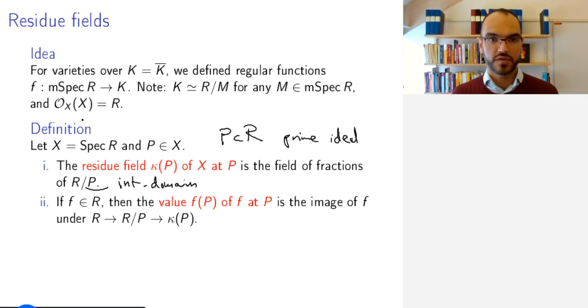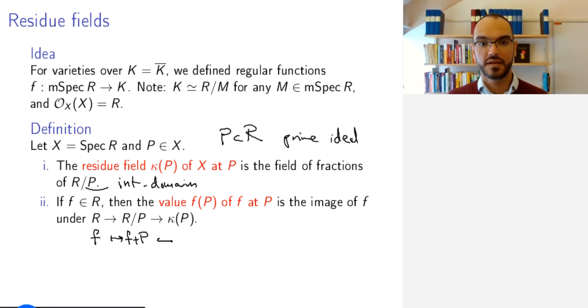And now we want to view elements of R as global functions. So given an element f of R, we want to evaluate f at a point P of the scheme. So we want to say what it means that something is the value of f at a prime ideal P. So starting with f, we just map it to its class in R mod P and then include it in the field of fractions. And so this will be thought of as the value of f at P.